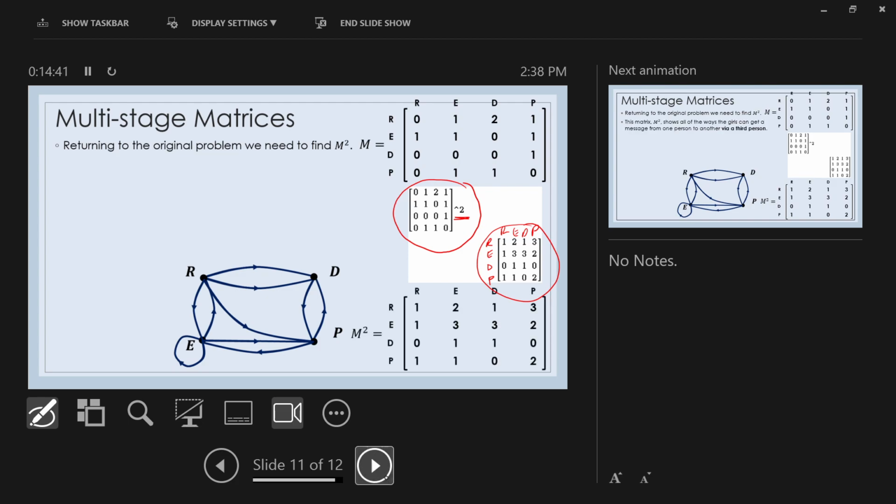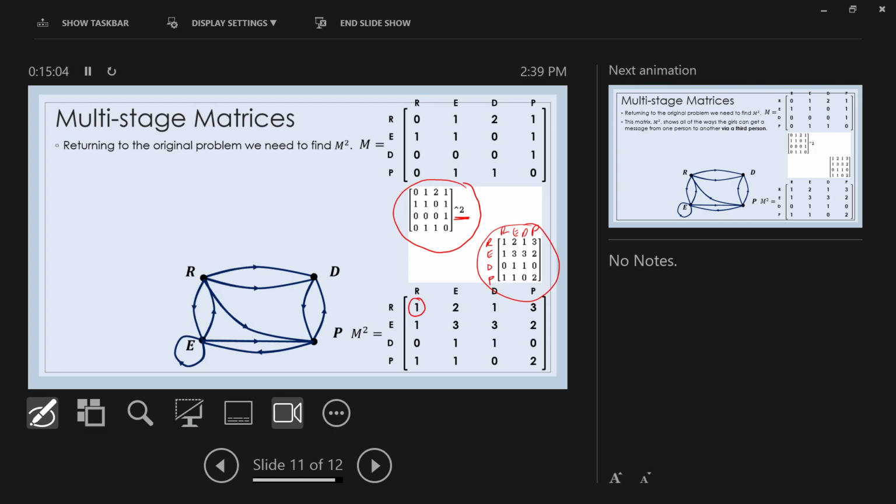So in other words, how is this number 1 generated just here, R to R? The one way you could go from R to R is you would go down to E and then you'd go back up. That is one way of getting from R to R. There is no other way of doing that in 2 steps, in other words, passing over 2 edges.